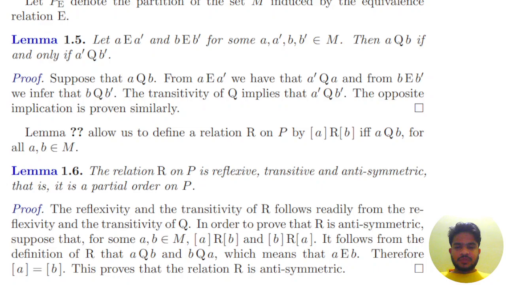Let us understand Lemma 1.6. The relation R on P is reflexive, transitive, and antisymmetric. That is, it is a partial order on P. And the proof of it: the reflexivity and transitivity of R follow readily from the reflexivity and transitivity of Q. In order to prove that R is antisymmetric, suppose that for some A, B belonging to M, A relates to B and B relates to A. It follows from the definition of R that A is quasi-ordered below B and B below A, which means that A is equivalent to B. Therefore, A equals B. This proves that the relation R is antisymmetric.